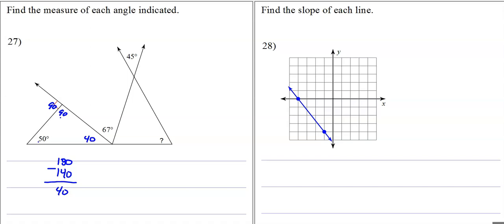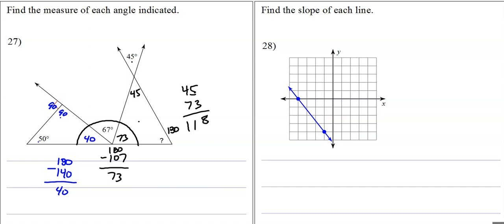So now I have that. Now I need to understand that these all make 180. So I have 107 subtracted from 180, which is 73. And the 45 can vertical angle in. So in this triangle here, right now I have 45 and I have 73 for a grand total of 118. Subtract that from 180, and it looks like the final answer is 62 degrees there at the end.